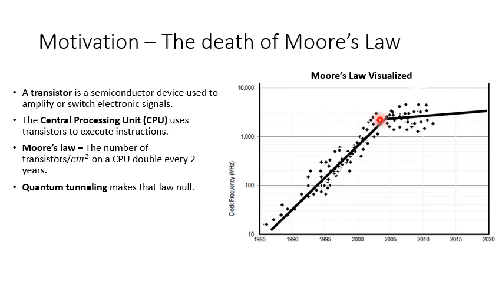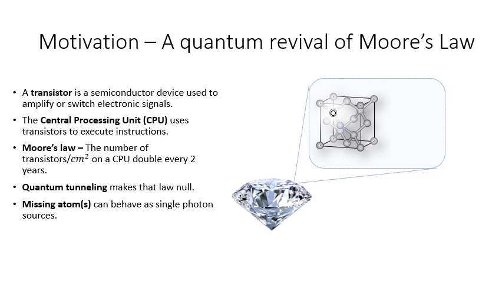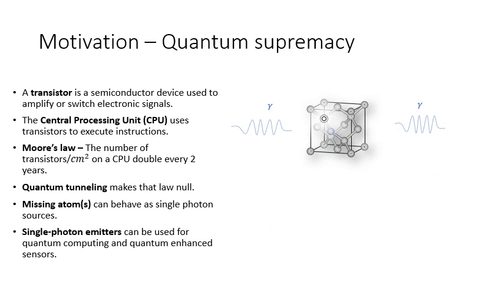So is 4.5 gigahertz the fastest clock speed we can achieve? Well, not quite. Consider the building block, or the unit cell, for a diamond. If there is an atom missing from this unit cell, it can act as a single photon emitter. These single photon emitters are the building blocks for quantum computing. They can solve problems that would take classical computers longer than the heat death of the universe to solve.